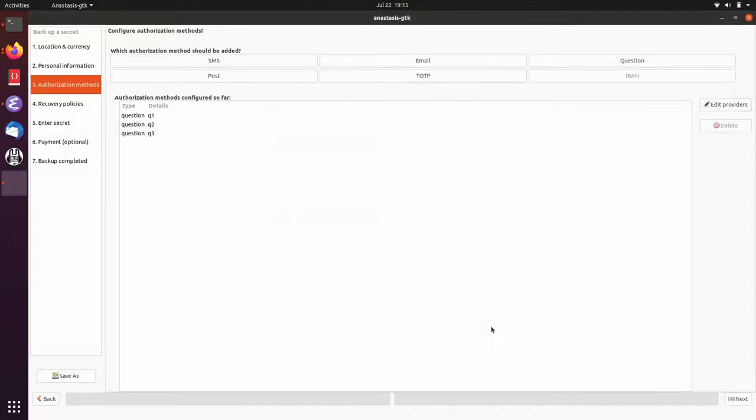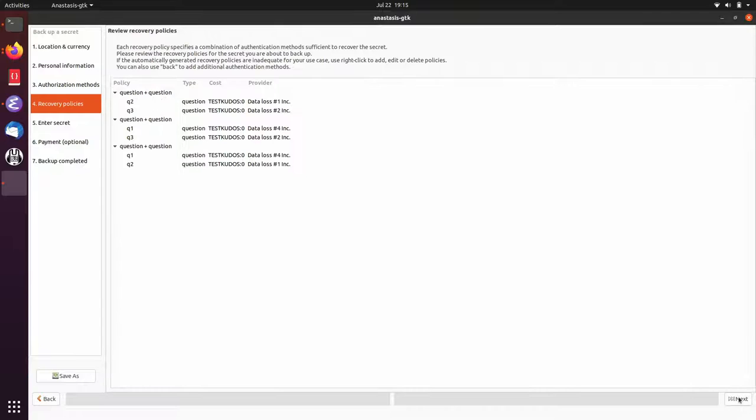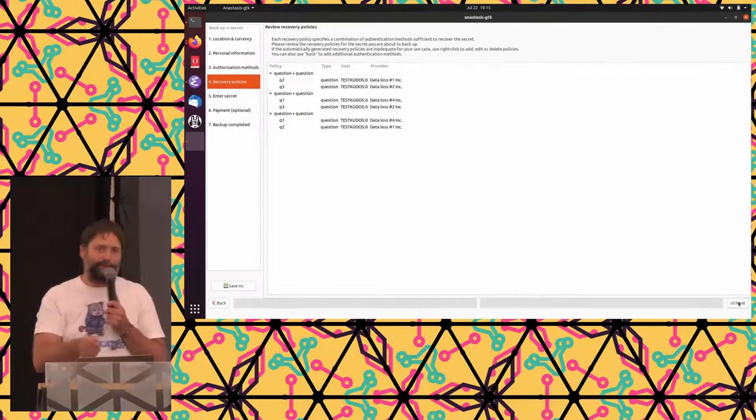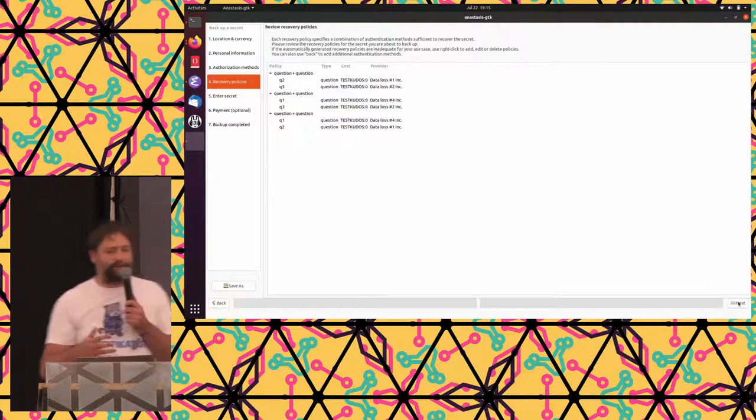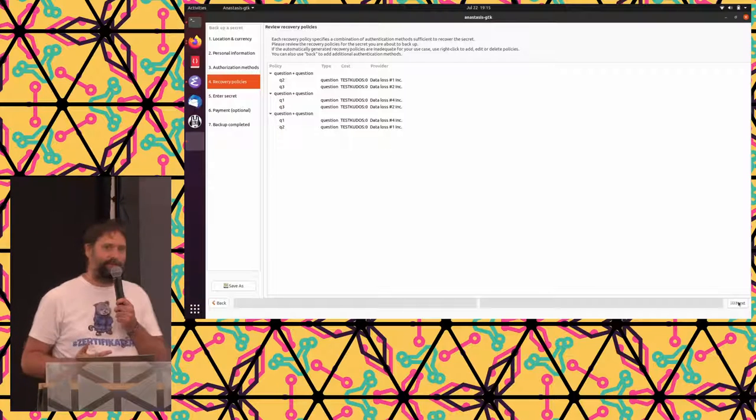Okay, so 3 top security questions I recommend highly. The next thing is the system will distribute your key shares across multiple providers. And now here you can configure your recovery policy. By default, if you have put in 3, it suggests 2 out of 3. But you can also say, no, I want all 3 or 1 out of 3. And you can also specify at which providers they're going to be stored.